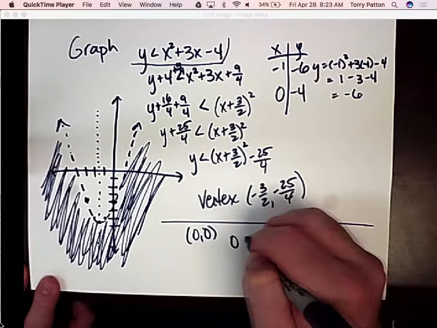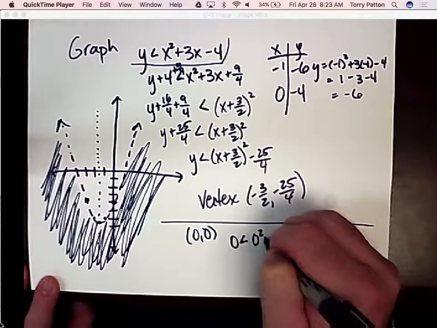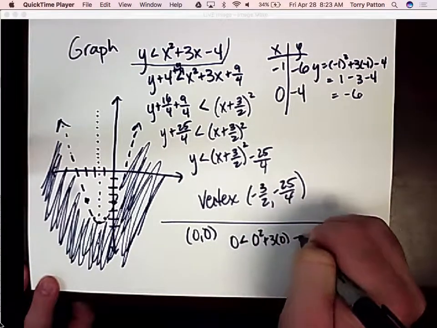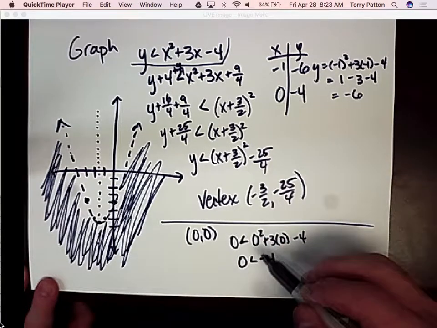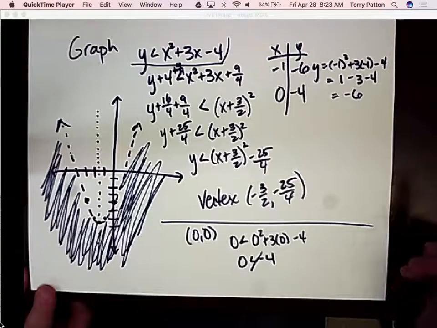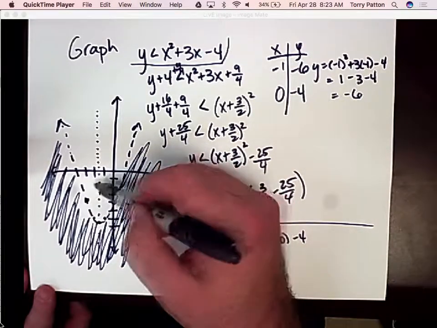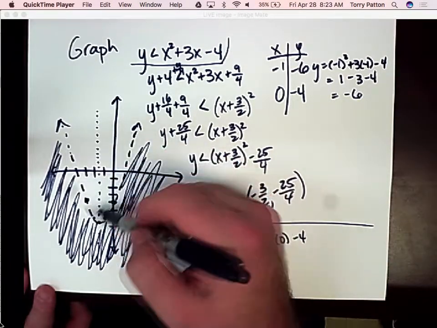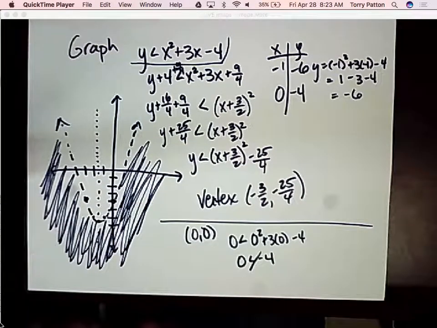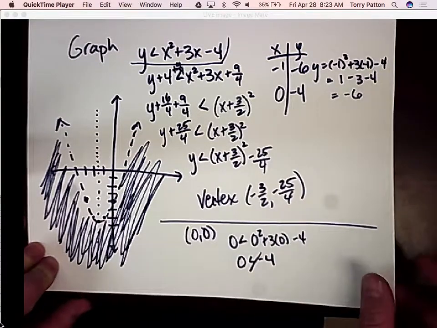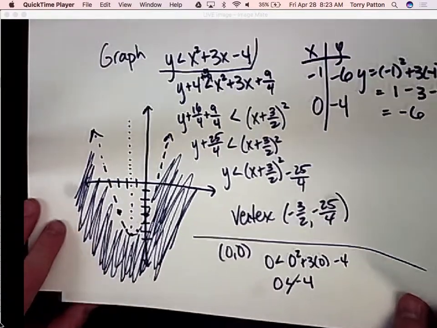The other way is to test the origin. So is 0 less than 0 squared plus 3 times 0 minus 4? Is 0 less than -4? No. So since it's not, the area that has the origin in it should not be shaded, and the other part should be. Okay? So two methods to know which part to shade.